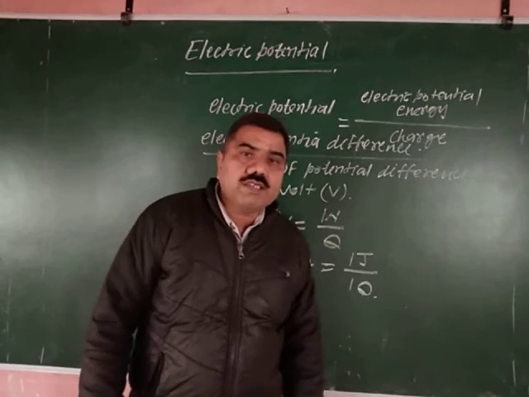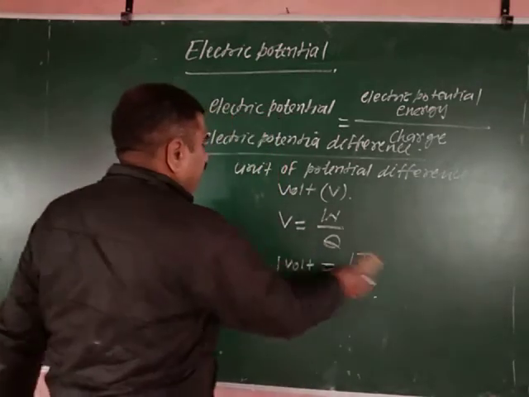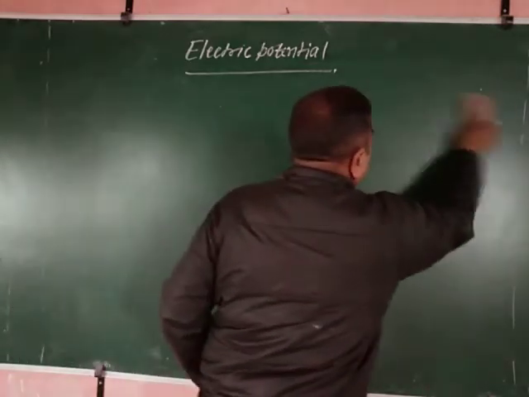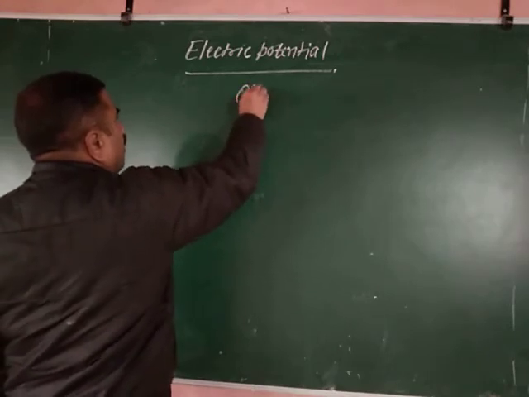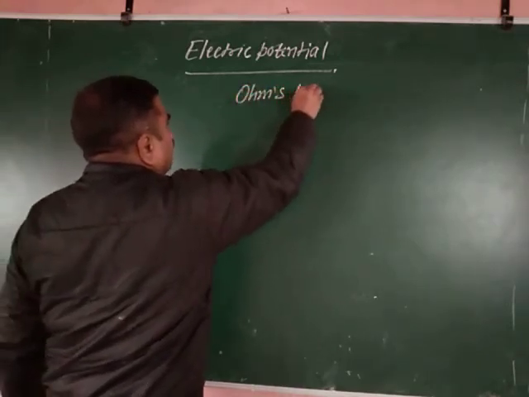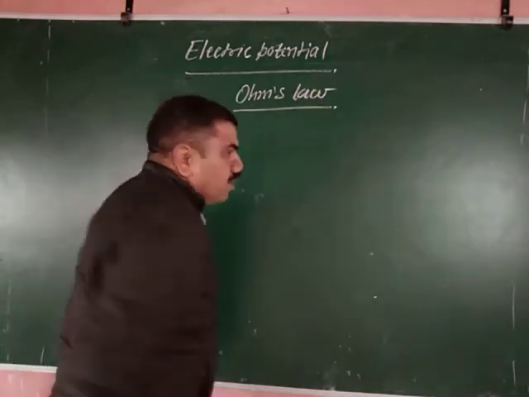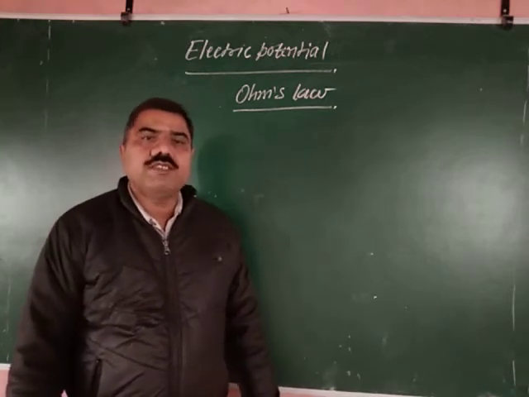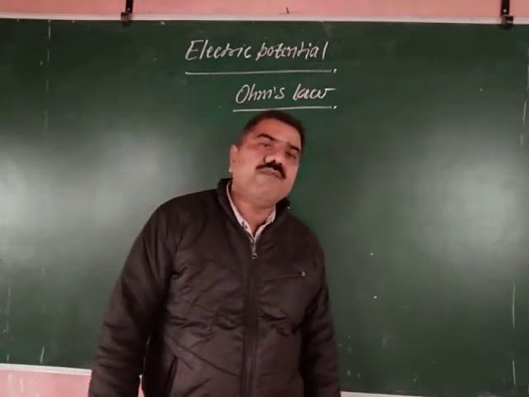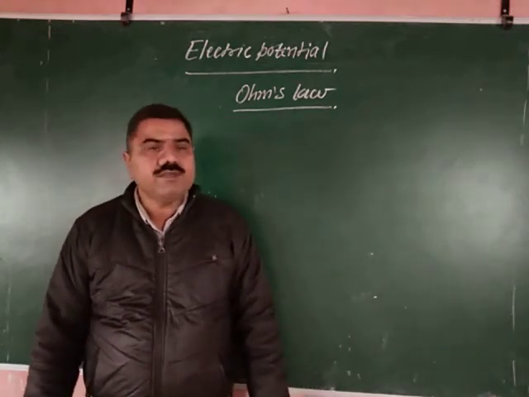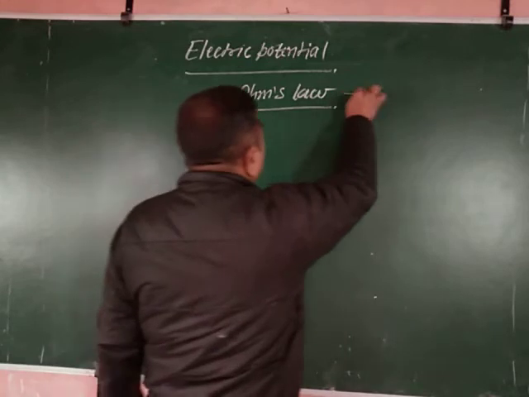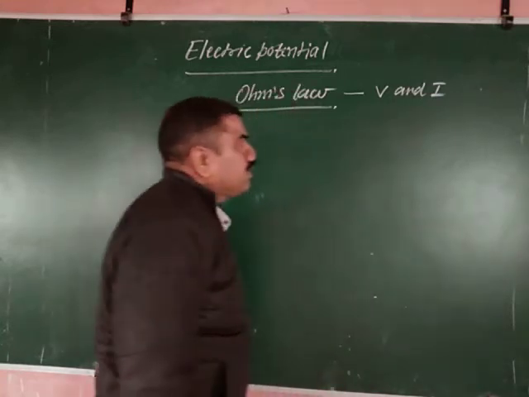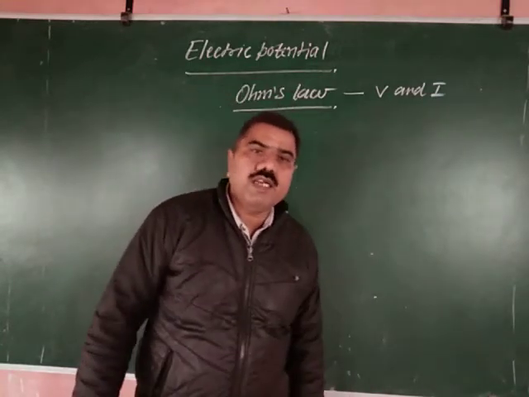Students, now we will discuss Ohm's law. Ohm's law gives a relation between potential difference between 2 points and current flowing through the conductor. That is, this law gives relation between V and I. I represents current and V represents potential difference.